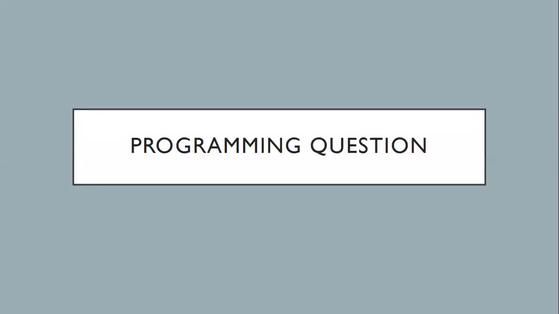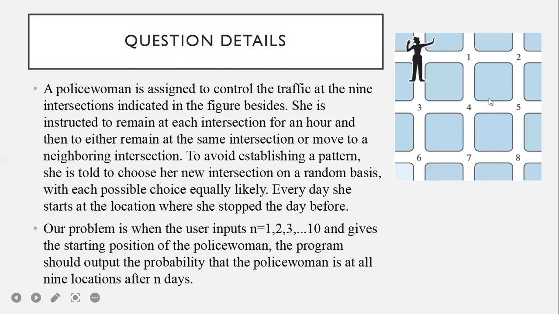Hello, I am Jing. In this video, I am going to use a program to solve a question. The question we are solving is, a policewoman is assigned to control the traffic at 9 intersections indicated in this figure. The question says 9 intersections by this figure.